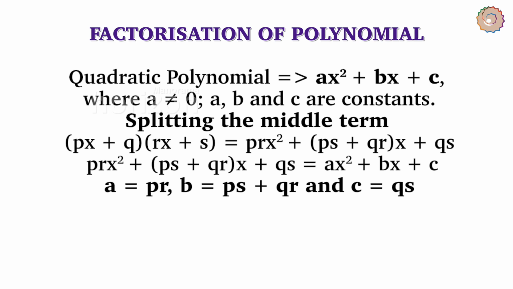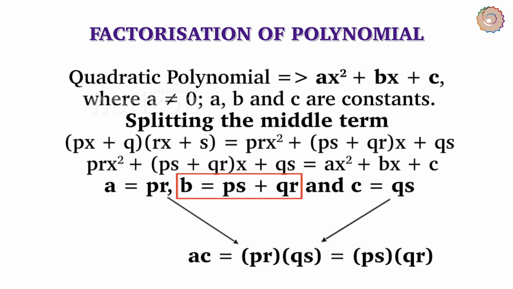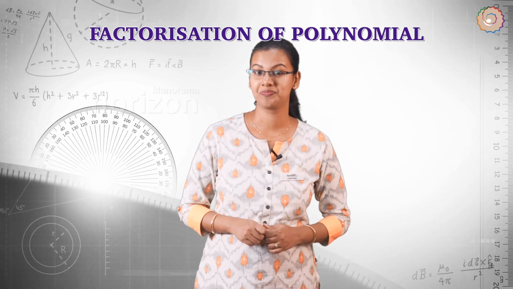Comparing the coefficients, we get a equals pr, b equals ps plus qr and c equals qs. So we can conclude that the middle term b is the sum of two numbers ps and qr, and ac is the product of those two numbers. That is, ac, which is equal to pr into qs, can be written as ps into qr. Now let's see an example.